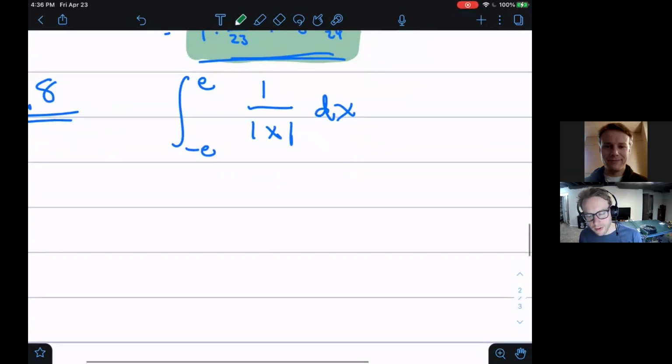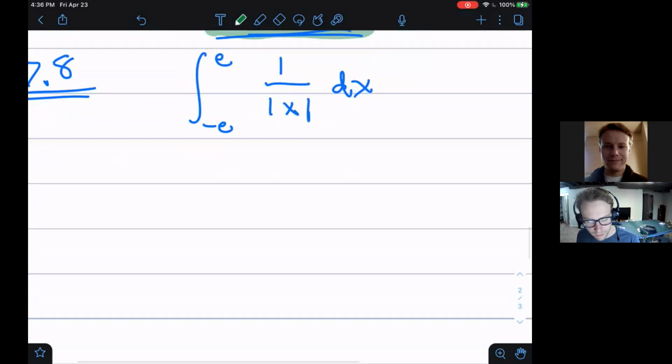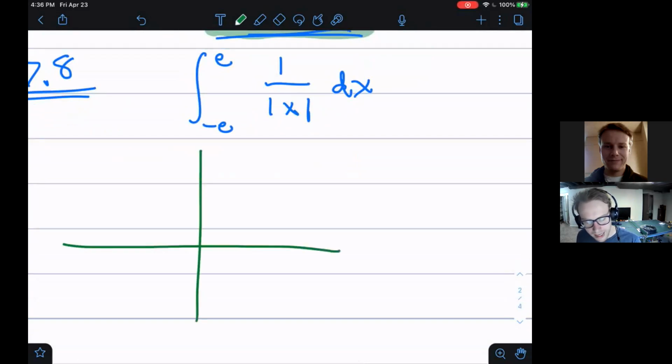And so the big thing with this right here, and maybe it'd be good for us to even draw a picture before we get too far into it, right? If I was to just think about 1 over x. So notice I'm forgetting about the absolute value for the time being. So just 1 over x looks like this.